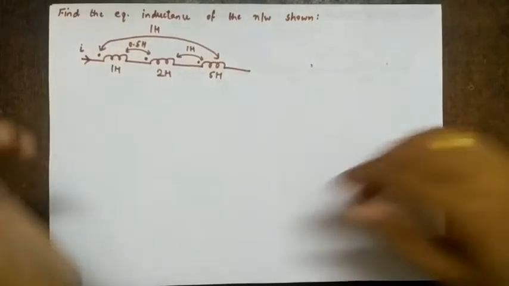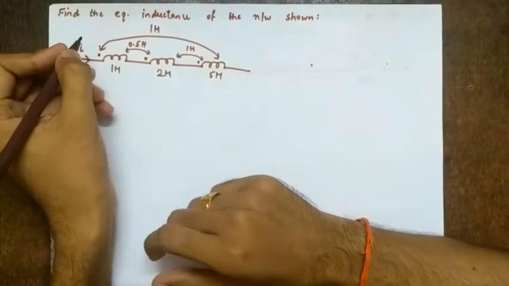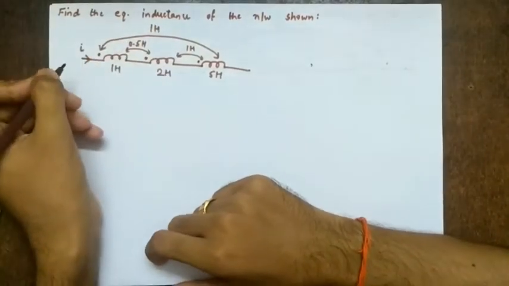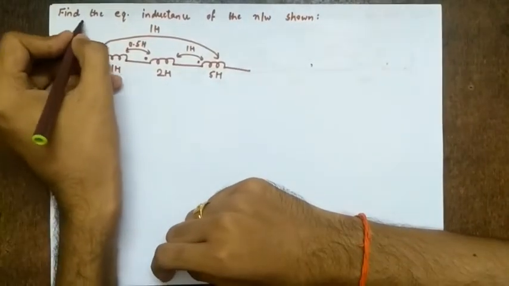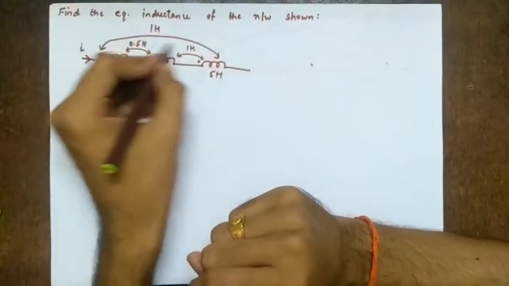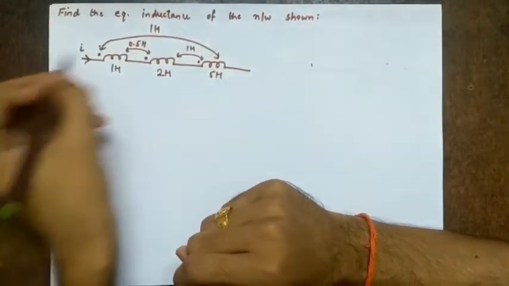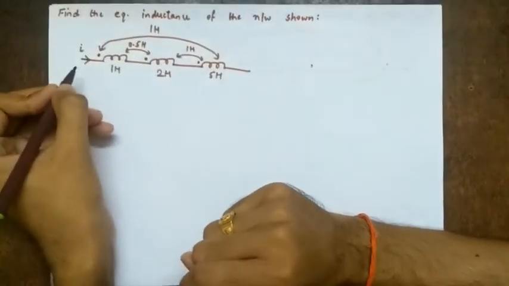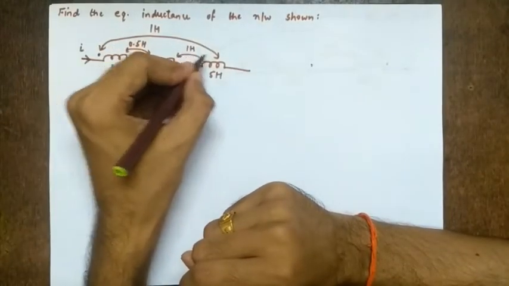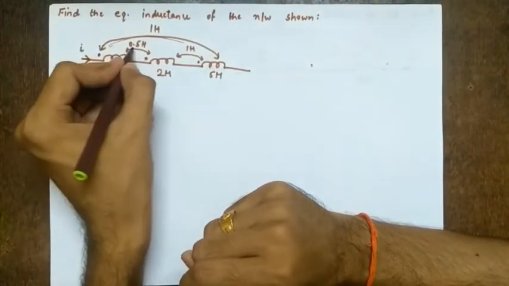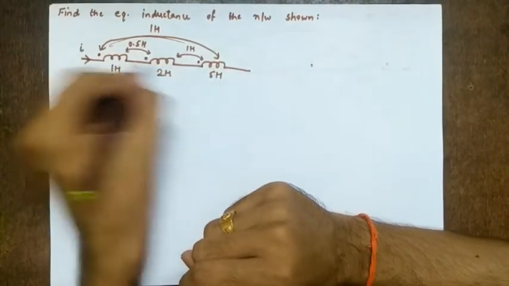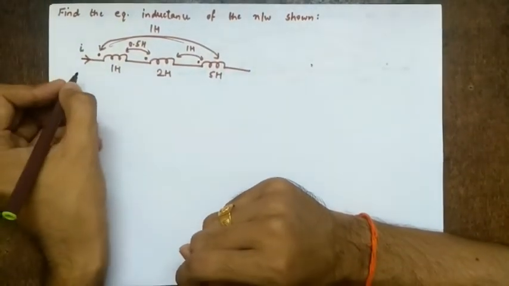So let's start with the next topic. It is a dot convention only, but different type of numericals. The first numerical says find the equivalent inductance of the network shown. So this is the network, current I is flowing towards right, and these are the dots, right? And this indicates what? Mutual inductance. So there are three mutual inductances and three self inductances, right?